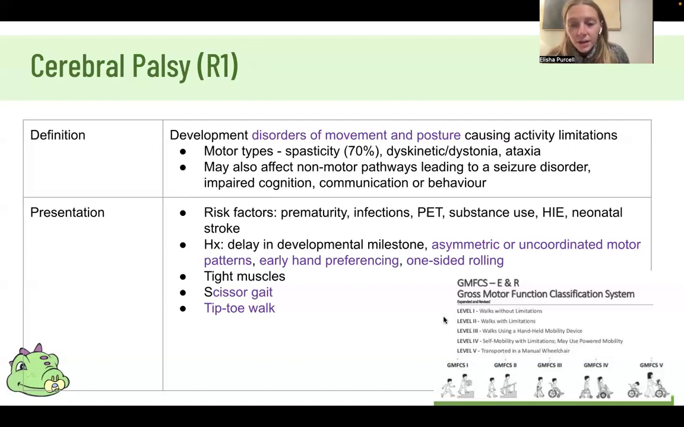There are different categories of grading cerebral palsy from 1 to 5, where 1 is the least severe, where you can walk without limitations, and it goes to 5, which is where they're completely reliant on a manual wheelchair.